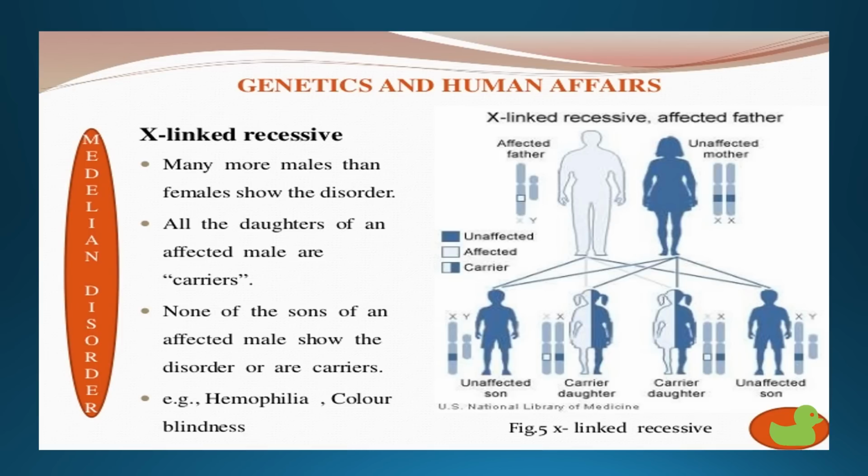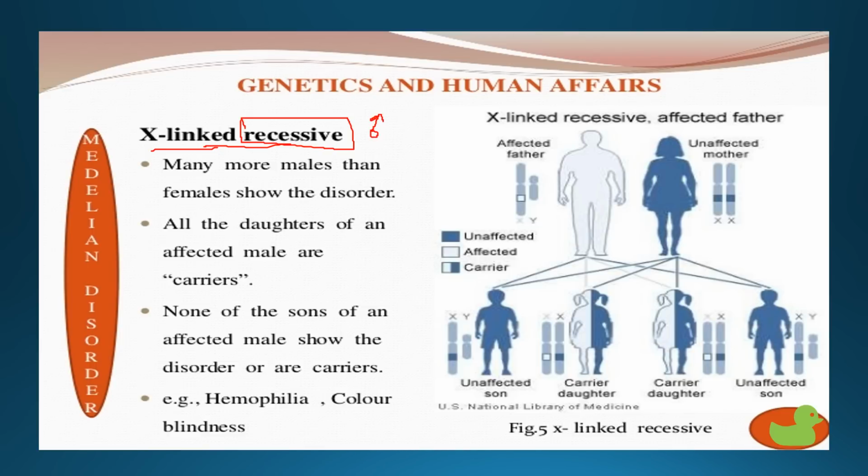Next is X-linked recessive disease. Recessive means, I told you, a single mutant allele is not sufficient to show its effect. And here they are causing mutation on the X chromosomes. So we are calling it X-linked recessive disease. In this disease, males are more often affected than females.